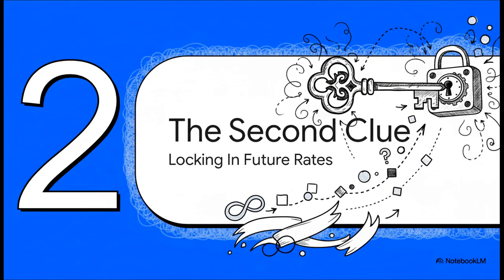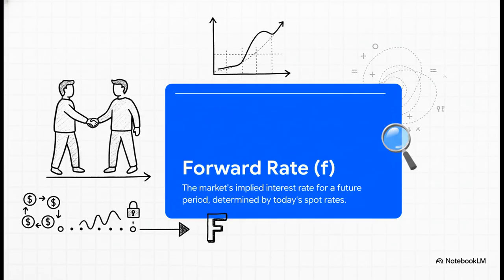Now, our second clue. This is the secret key to the entire puzzle. It's a little more abstract, because it's about interest rates that don't really technically exist yet. Let me introduce you to the forward rate. Now, this isn't some wild guess or a psychic prediction. It's an interest rate for a future period that is mathematically baked into today's spot rates. The best way to think about it is this. It's like shaking hands today and agreeing on the exact interest rate for a loan that will only start a year from now. That rate is already there. It's just locked inside today's numbers.